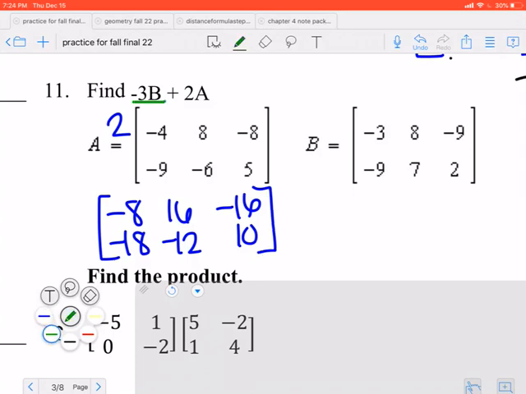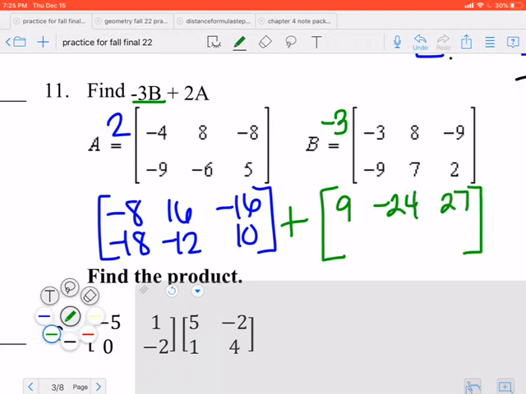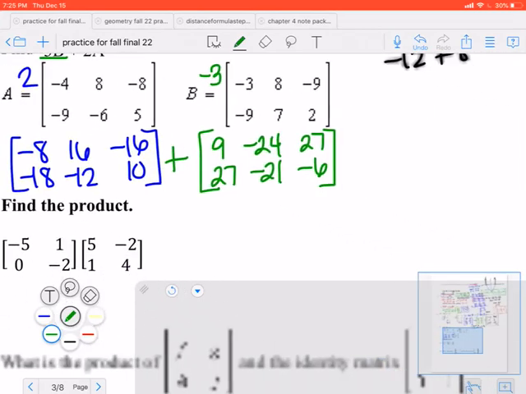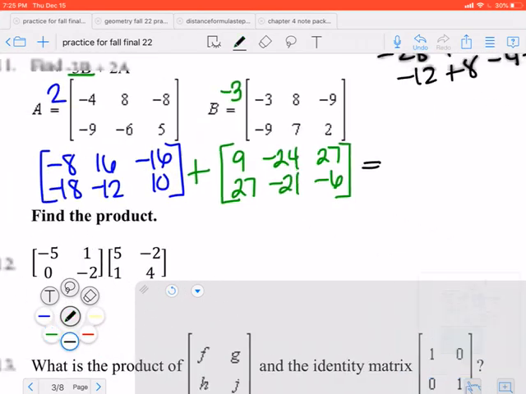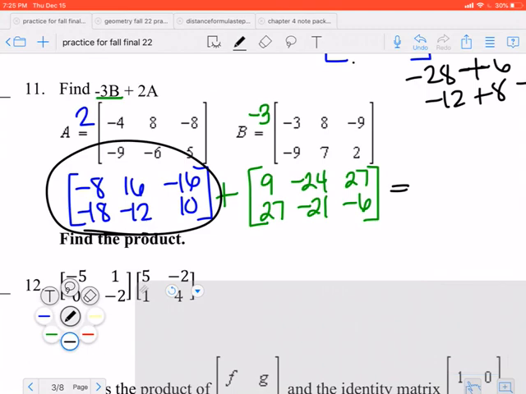And over here, we're multiplying by negative 3. Here we go. 9, negative 24, 27. Bottom row, 27, negative 21, negative 6. So we found 2A, negative 3B, and now we can add them together.